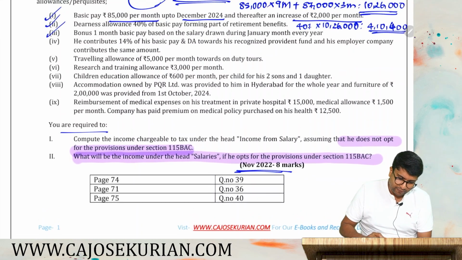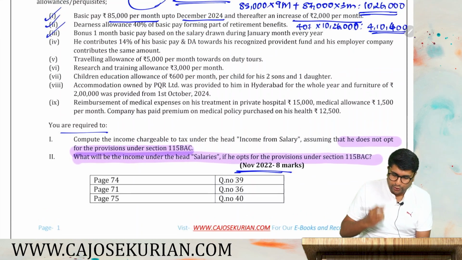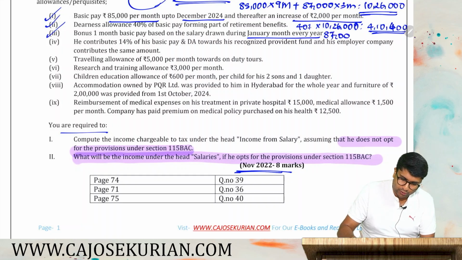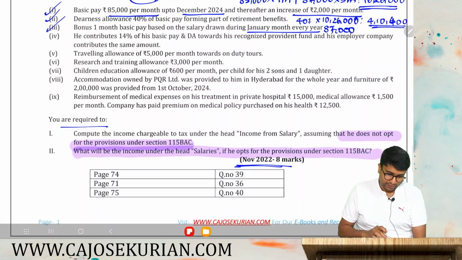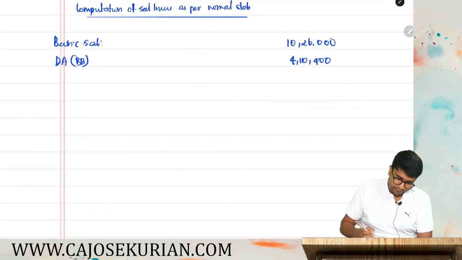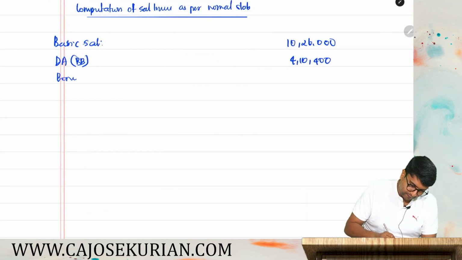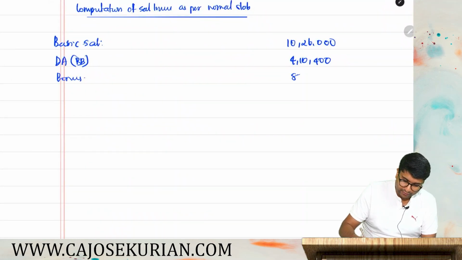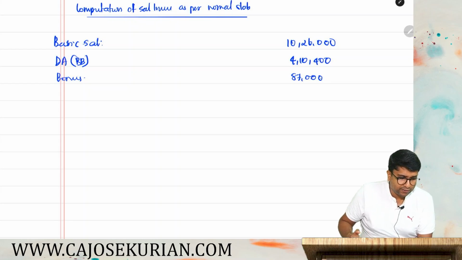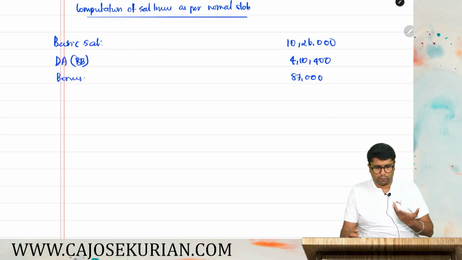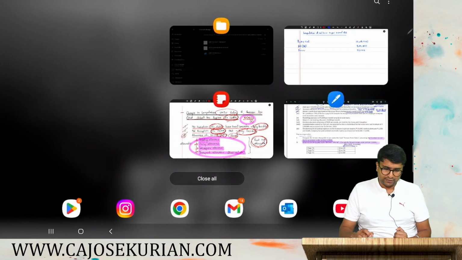Bonus, 1 month basic pay based on the salary drawn during January month. So January month salary is 87,000, so your bonus also will be 87,000. We are assuming that the bonus is actually received. The question is saying bonus of 1 month pay based on the salary drawn during January month every year. So he has received the following. So bonus is obviously received.